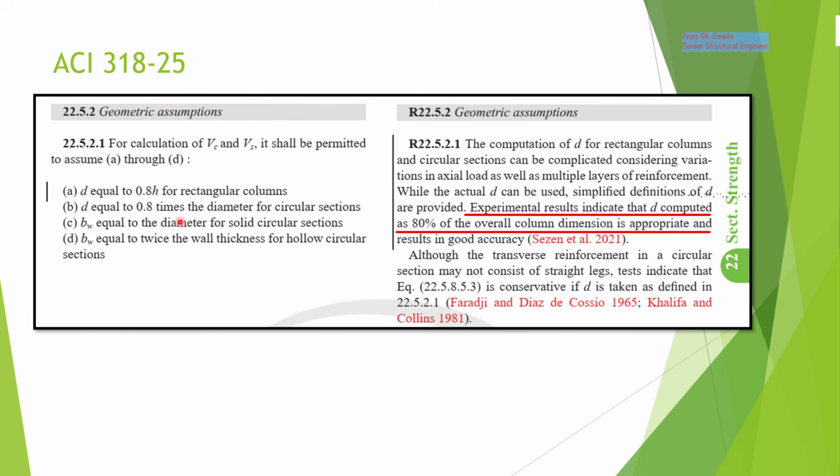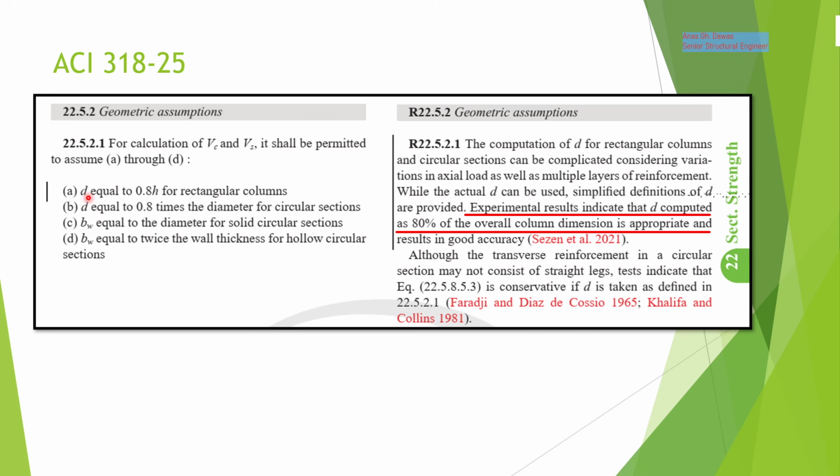Also here we can see that in ACI 318-25, the code provided a simplifying assumption for calculating the effective depth for rectangular columns by assuming d equal to 0.8h. In fact, if you have a column, the d or the effective depth is not a single value. d varies and will be different for each load combination, because this depends on the location of the load combination point in the interaction diagram. This will be very complex.